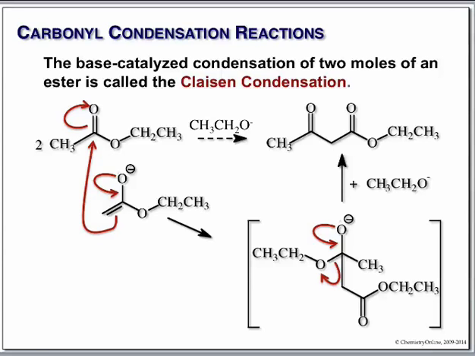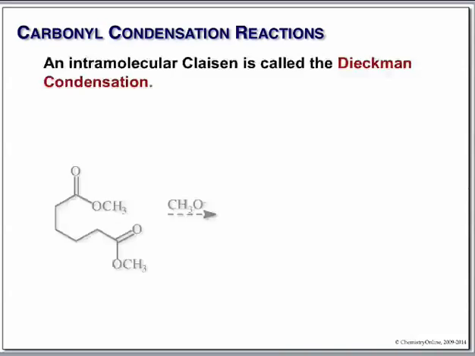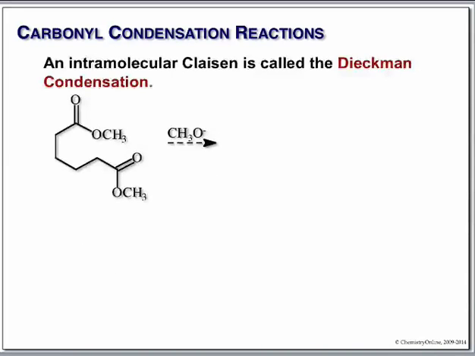That's important to remember, okay? Typically, you do a Claisen between two small molecules. There's a specialized reaction called the Dieckmann condensation, where you do this to form a cyclic product. All it is is two esters in the same molecule. Again, the mechanism is going to be exactly the same.